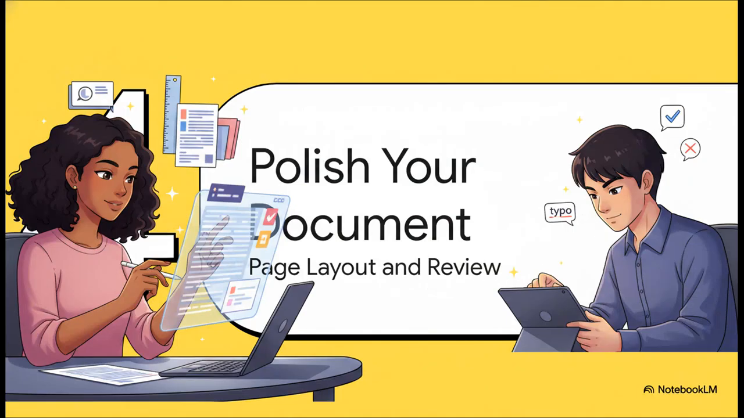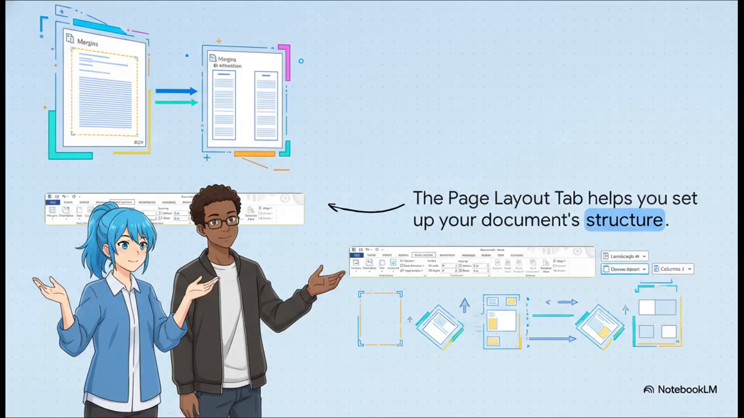Okay, so we've got our text, we've got some cool visuals. Now it's time to put on the finishing touches. This is all about adjusting the overall look of the page itself and, of course, giving it one final proofread. The Page Layout tab is where you handle all the big picture stuff. Here, you can change the margins to give your text a little more breathing room. You can flip the page orientation from vertical to horizontal, that's portrait to landscape, or even split your text up into columns like a newspaper.